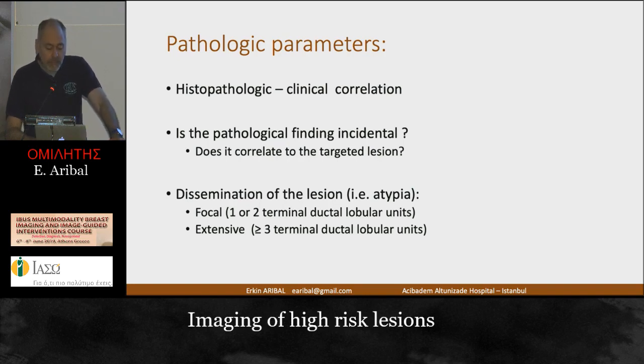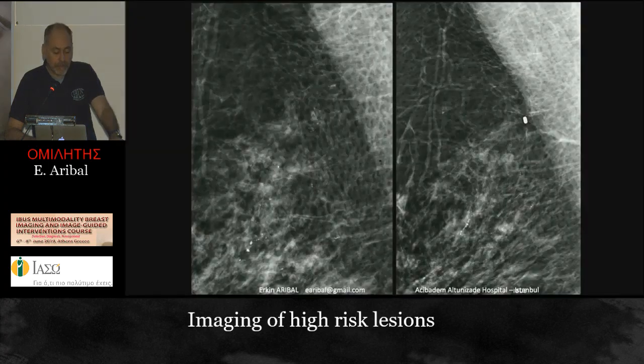So clinical histopathological correlation must be made by the pathologist as well. Is the pathological finding incidental, or does it correlate with the targeted lesion? You must ask this for every case when you are doing a common meeting with them. Dissemination of the lesion is important. Was that focus one, or were there more than one foci, or was it extensive, more than 3?